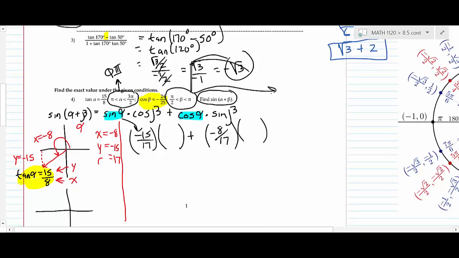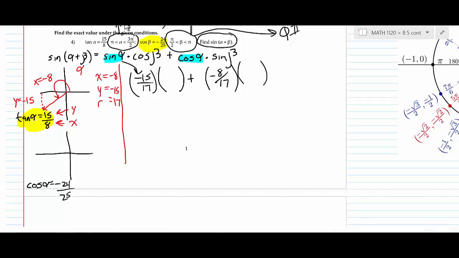If beta is between pi over 2 and pi, that's quadrant 2, isn't it? Okay, so we're in quadrant 2. We're between 90 and 180. So that's what that tells us. So what we'll do to just kind of help us visually is we'll draw a quadrant 2 angle. And let's see, that was cosine of beta is what that is like that.